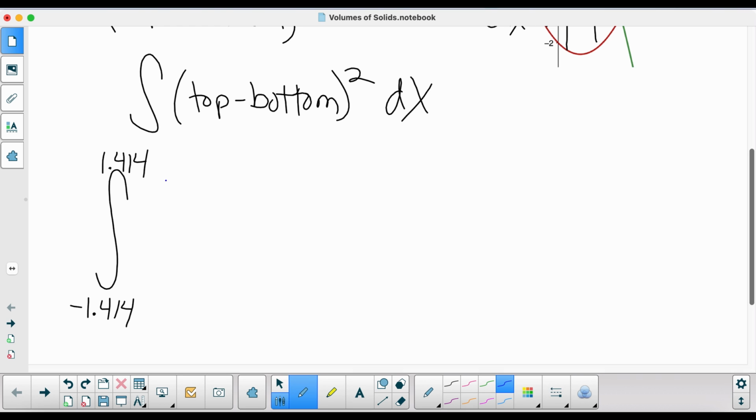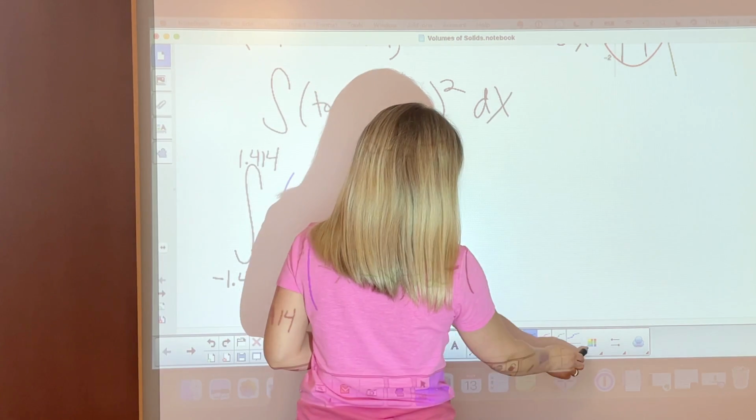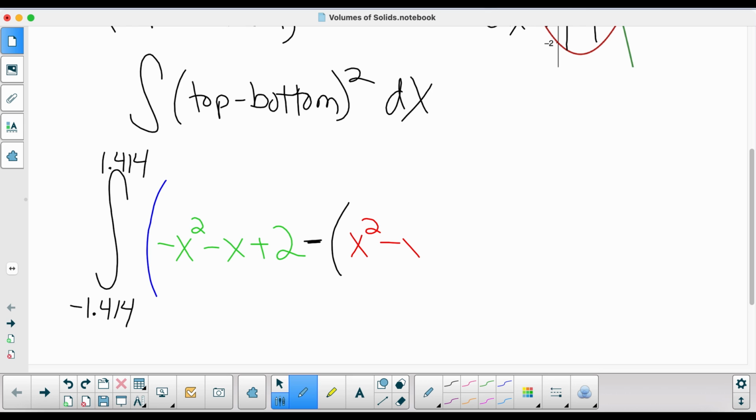So I'm going to start with a big parenthesis first. Our top function, negative x squared minus x plus 2, minus now our bottom function, x squared minus x minus 2. End both parentheses and make sure this guy gets squared. And it's a dx problem because we stacked it along our x-axis.